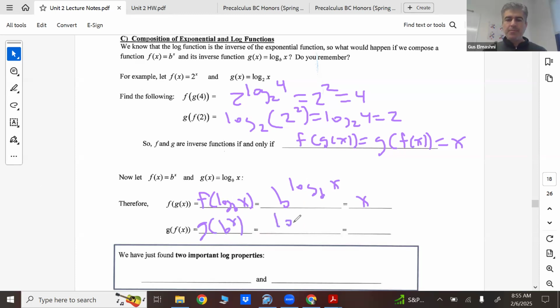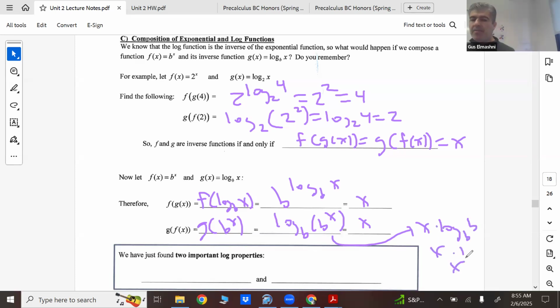Starting with log base b of b to the x, you can just make it like x times log base b of b. Actually, you could do that for that one. Sure, you could, because that is like saying x times log base b of b, which is x times 1, which of course is x. Yeah, you can think like that too. Okay, we're okay with that.